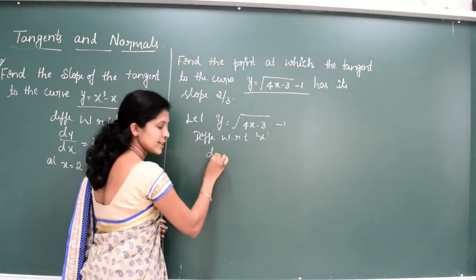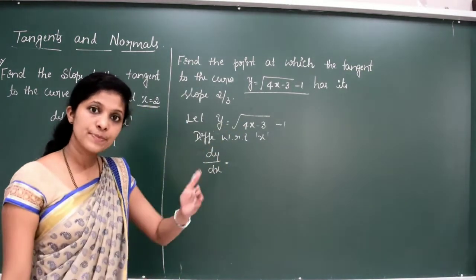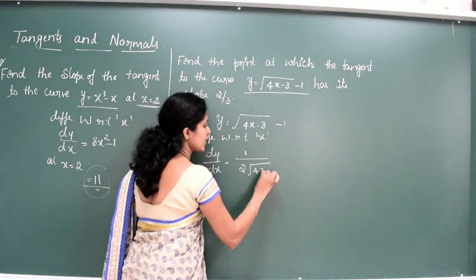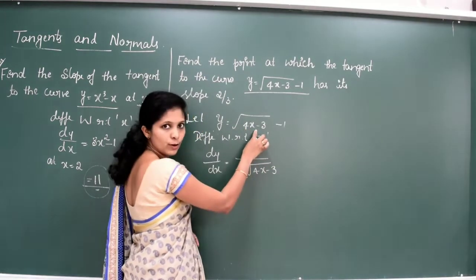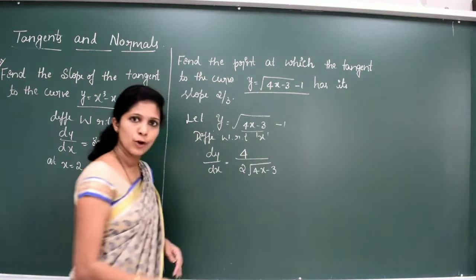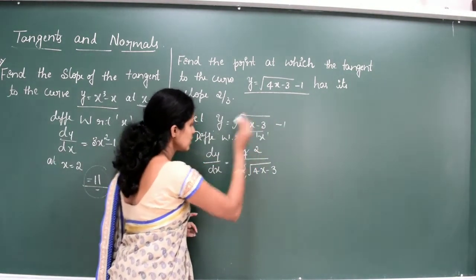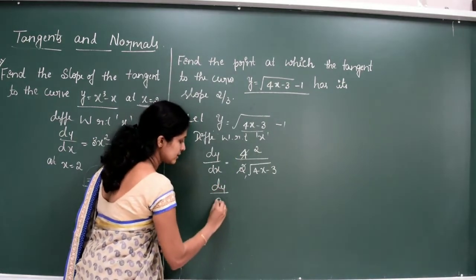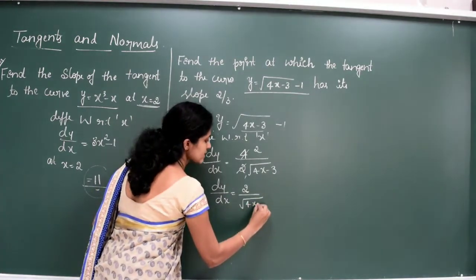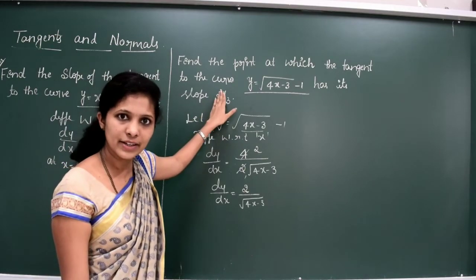So dy by dx is equal to, derivative of root x will be 1 by 2, that is 1 divided by 2 root of 4x minus 3, and next you have to differentiate 4x minus 3. The derivative of 4x will be 4 and the derivative of 3 will be 0. So this is now 1 and 2. So we got dy by dx is equal to 2 divided by root of 4x minus 3. Already the slope of the tangent line is given, that is dy by dx, right?